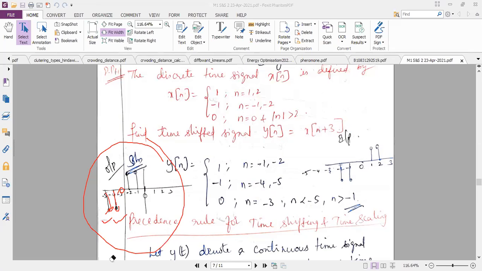Is the diagram I have drawn on the left hand side visible? Yes, ma'am. Have you understood how we have done the shift? Yes, ma'am. The meeting may end in another 1 minute, so please join back as soon as it is disconnected.